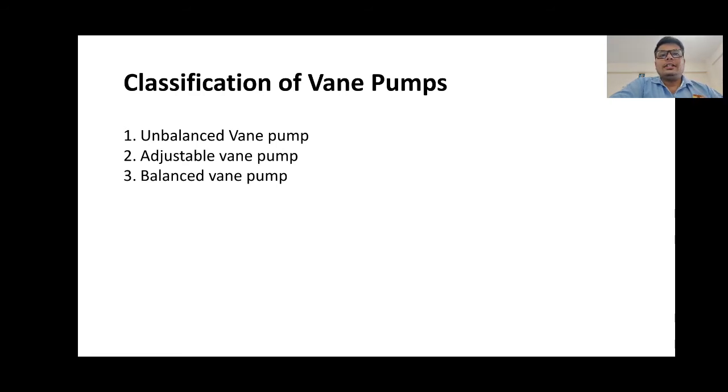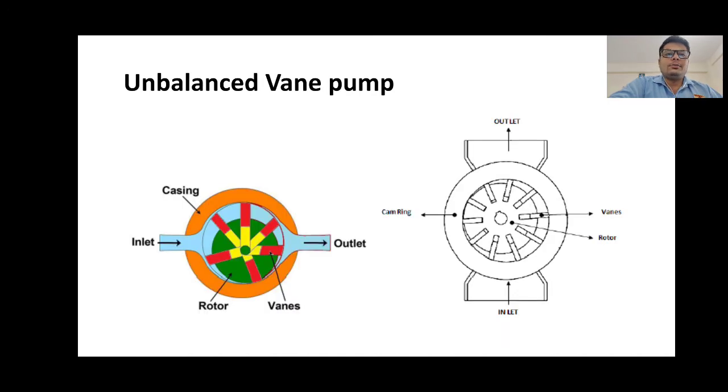So basically three types of vane pumps are there. First one is the unbalanced vane pump, second the adjustable vane pump, and third the balanced vane pump. So let us go through one by one. First one is the unbalanced vane pump.